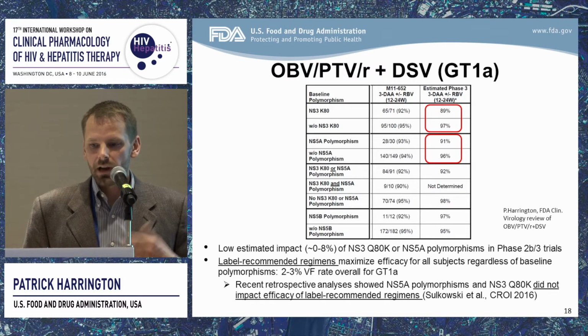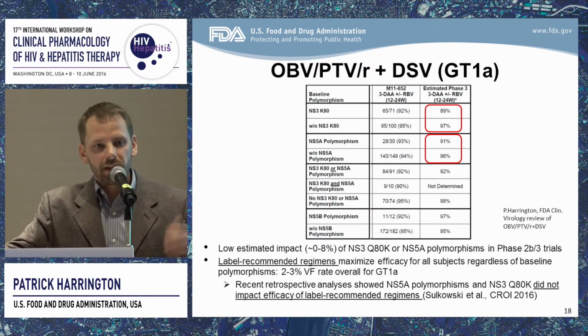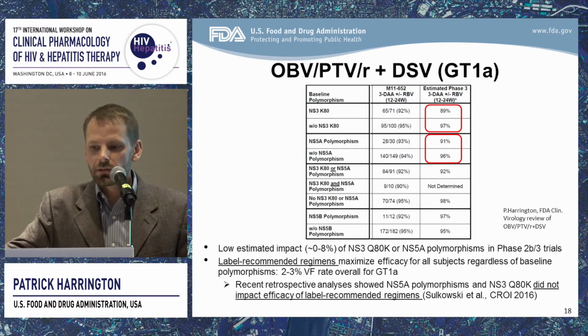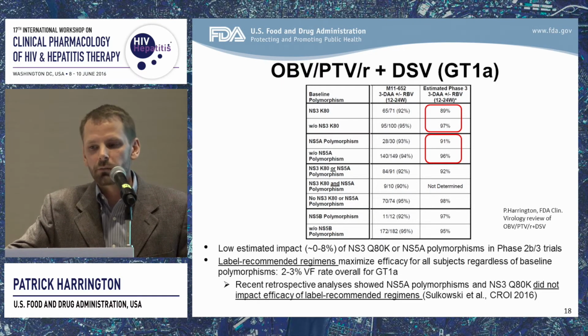And indeed, the sponsor has recently conducted retrospective analyses of those phase 3 baseline samples, and they did demonstrate that NS5A polymorphisms and Q80K did not impact efficacy of the label-recommended regimens. So like the Harvoni regimen, there really is no need and no recommendation to screen for the presence of natural polymorphisms to guide the use of the Vicuripac regimen.